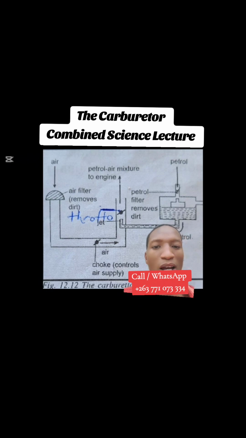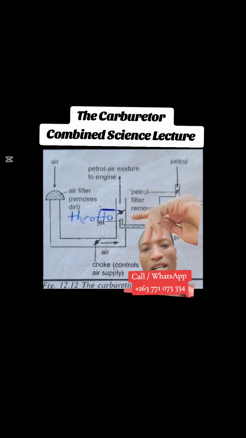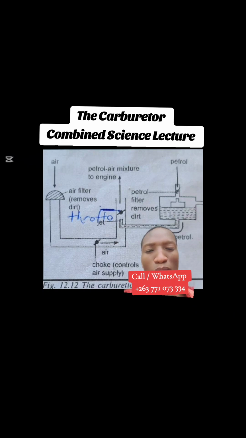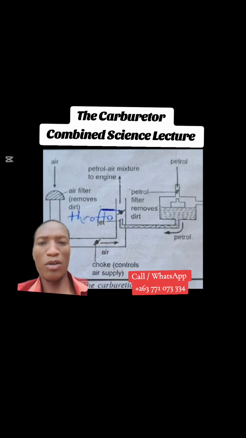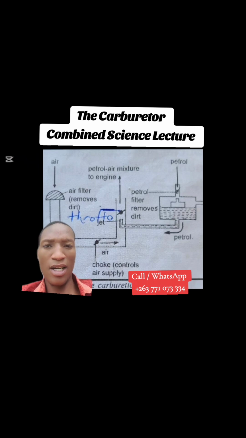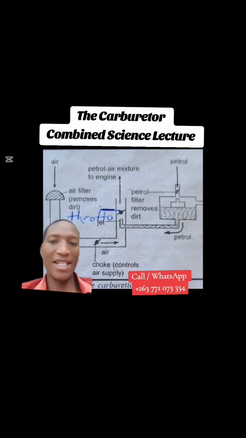So for example, a carburetor has got an air filter. As you can see, that's an air filter. You've got a choke, we've got a throttle, we've got a petrol filter. Above all, we've got what we call a jet and a throttle. A throttle is also known as an accelerator.